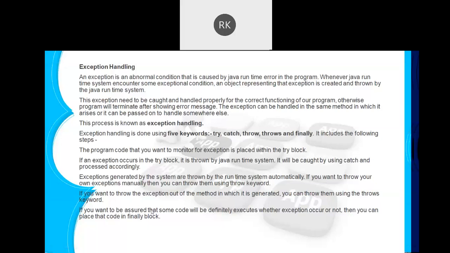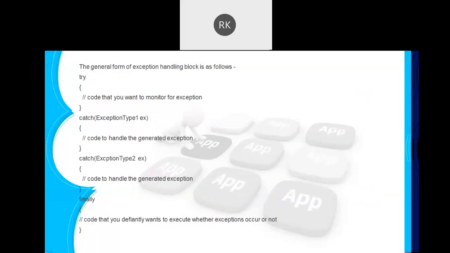And at the last, we have the finally block. Okay, so if you want to be assured that some code will definitely execute whether the exception occurs or not, then you can place that code into finally. The name indicates it: your program may or may not generate the exception, but you might have some code that you want to guarantee always executes, no matter whether an exception occurs or not. All right. So such code can be put in a block called finally.